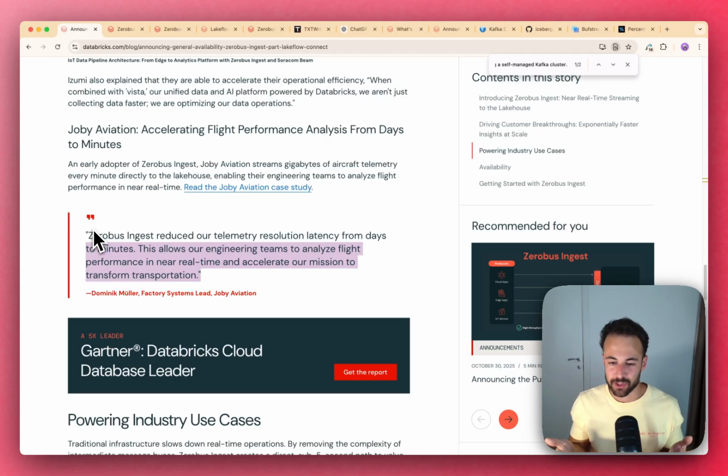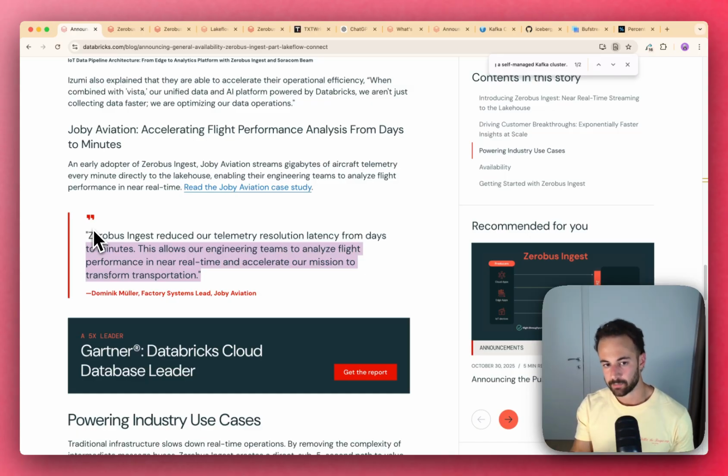Apparently they used batch-based processing here, so they had days of latency. Getting it down to minutes is great. And if you're already a Databricks customer and your only use case is to just chart this, I think a custom-fit solution like Zerobus Ingest is perfect for it. I think it's really perfect because you don't have to deal with all the complexity.